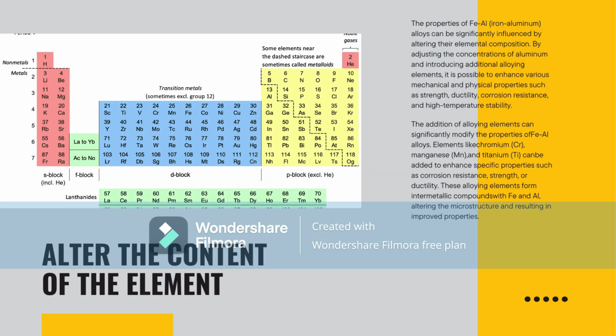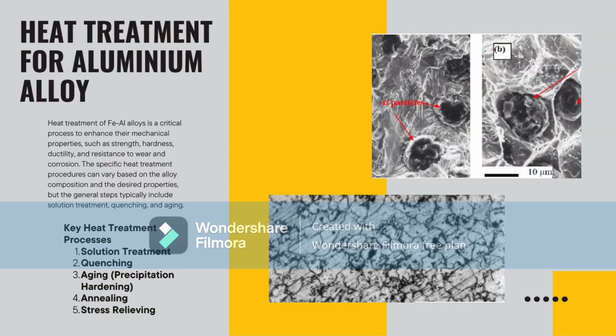The second one is altering the content of the element. For example, adding chromium, manganese, and titanium can enhance their specific properties such as corrosion resistance, strength, and ductility. What is the importance of altering the content of elements? It is to enhance the various mechanical and physical properties such as strength, ductility, corrosion resistance, and high temperature stability.